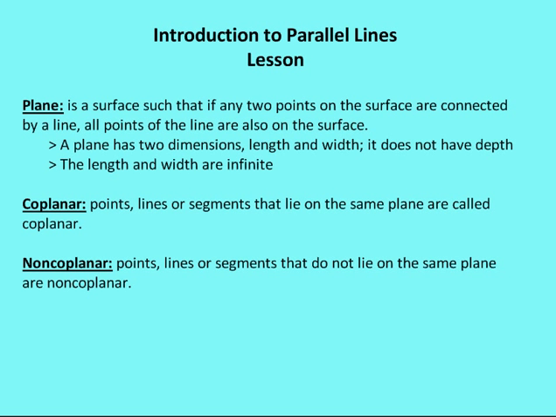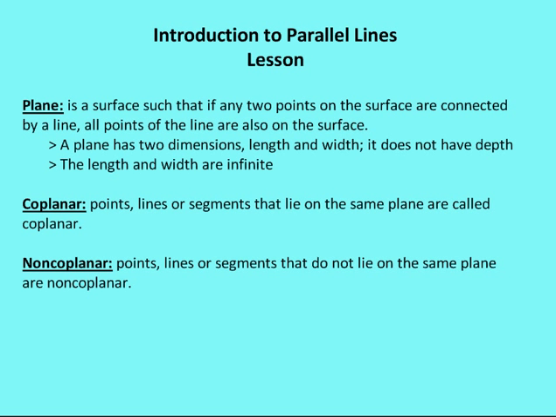So a plane is just a surface such that if we have any 2 points on the surface that are connected by a line, all those points of the line are also on the surface. Now, in reality, a plane is defined by 3 non-collinear points. So think about a tripod. A tripod creates a plane, and a tripod is a stable base because I have 3 points which determine that plane, which are connected to those 3 points.